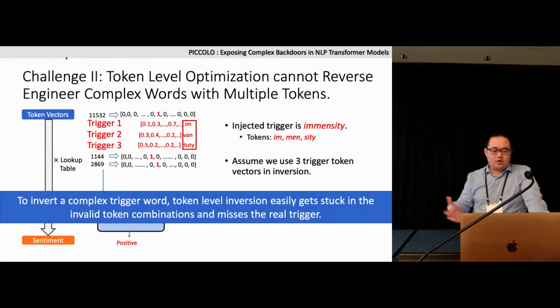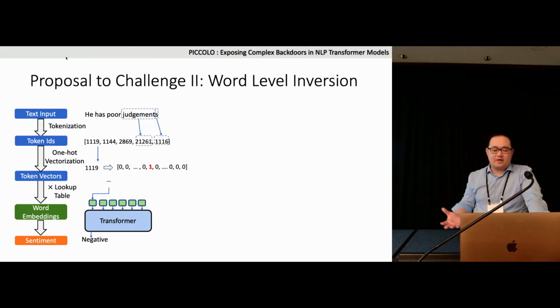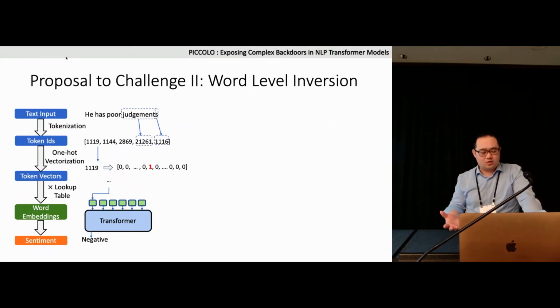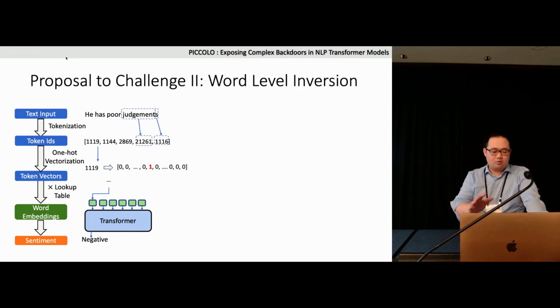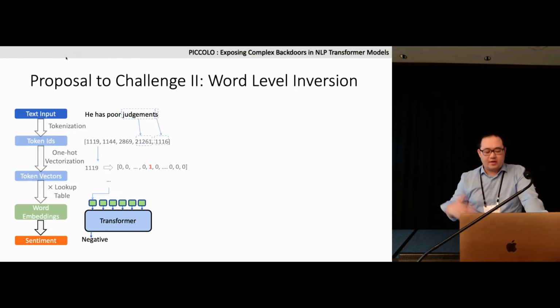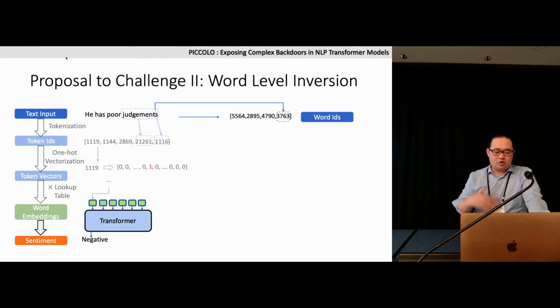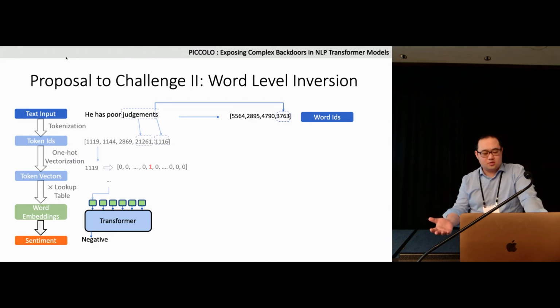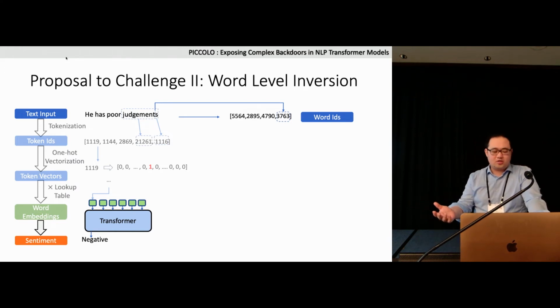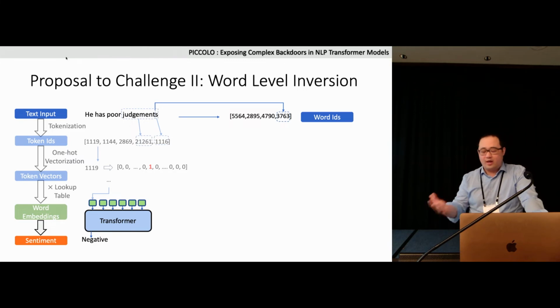So to invert a complex trigger word, token level inversion can easily get stuck in some invalid token combinations and miss the real trigger. So to solve the second challenge, we propose word level inversion. Here I just show the token level inversion on the left for comparison. So given a text input, given a sentence, we first pass it into a list of word IDs. Note that our word vocabulary contains many complex words, so they don't need to be split into multiple tokens. For example, here, the word judgments only corresponds to 1 ID.